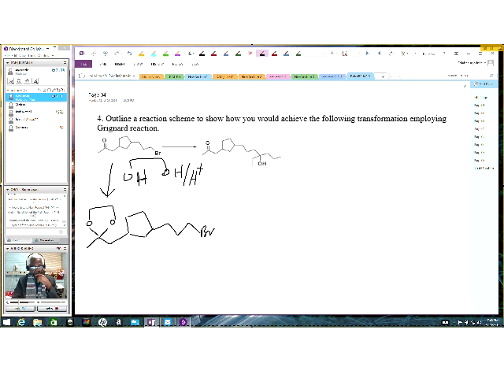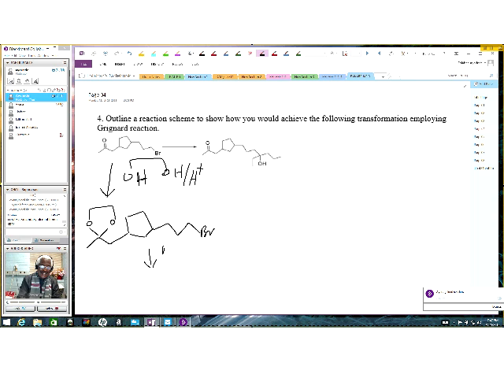Now that we formed the ketal, what do we do next? Anybody has an idea? Form the Grignard reagent. Now we form your Grignard reagent. To form your Grignard reagent, of course, you need magnesium in the presence of ether. So now we are going to form this.